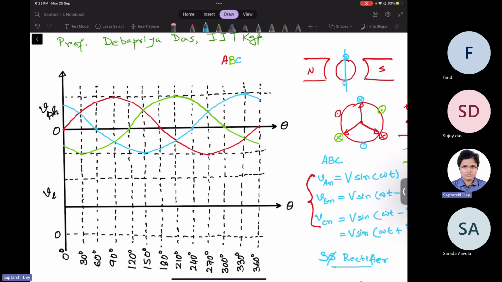Again, at 90 degree, you see red is at its peak, say 2 volt, and blue and green are both at minus 1 volt, minus 1 volt. Okay, just an observation.